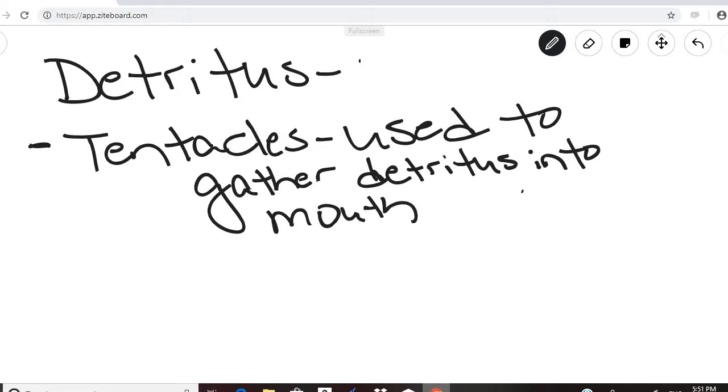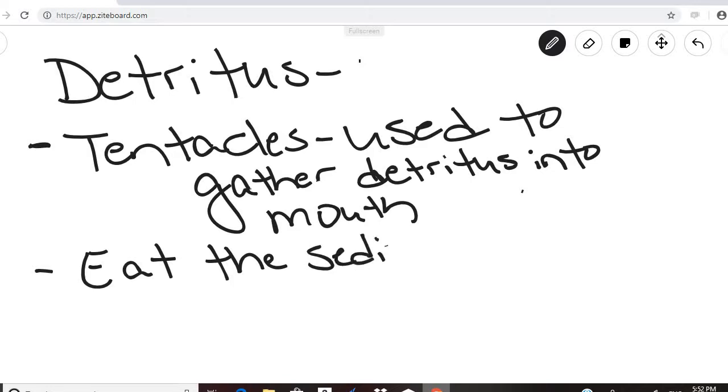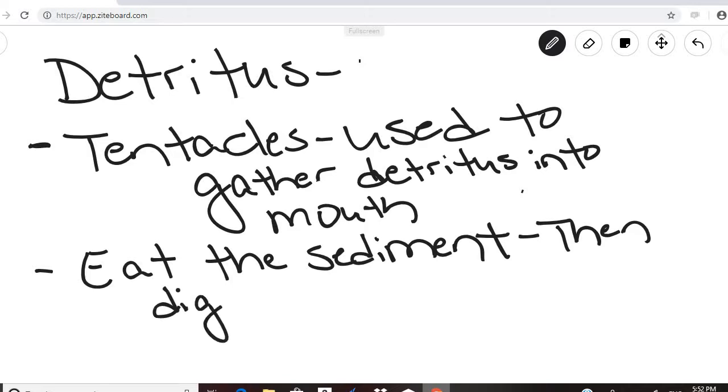In addition to that, some of them will actually just eat the sediment. They'll eat whatever is on the bottom, and then their digestive systems sort it out. They sort out the detritus from the sediment. The sediment gets eliminated, and the detritus is then used for nutrition.